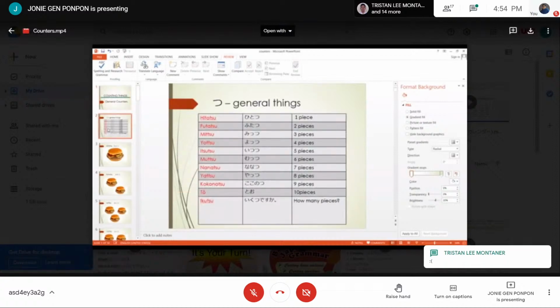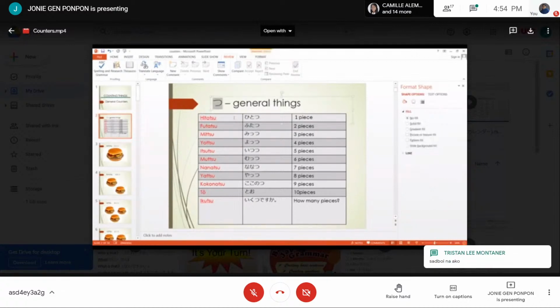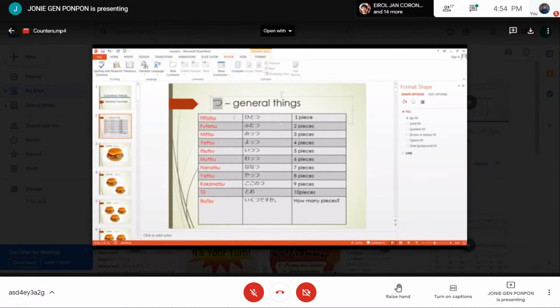The suffix in answering ikutsu desu ka is the tsu. But the suffix tsu is from 1 to 10 pieces only. So if I ask ikutsu desu ka? How many pieces are there? Let's say that's the question. Then if you answer 1 piece, you will say hitotsu desu.